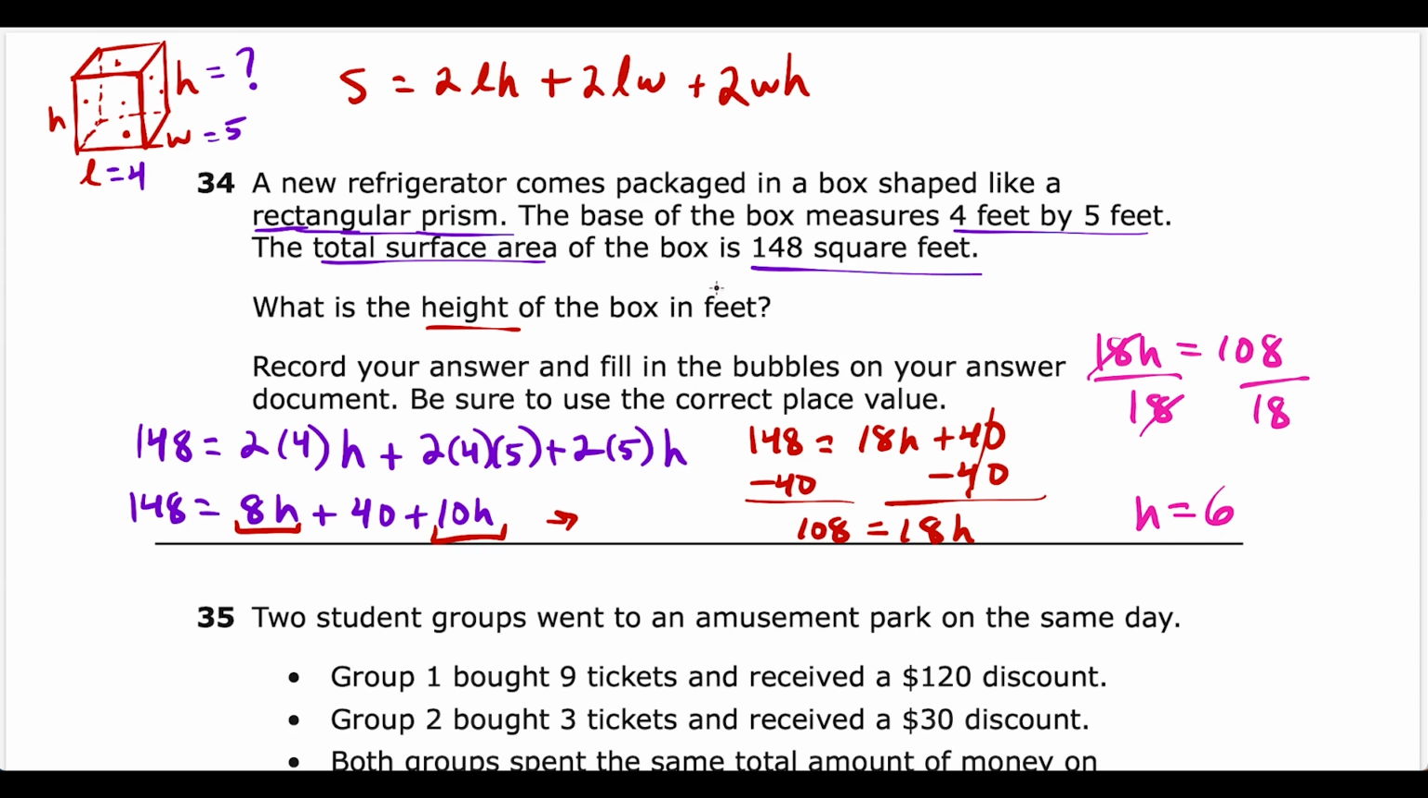Now, if we actually had to write units here, what is the height of the box in feet? The height of the box is 6 feet, but this is going to be our answer to question 34.